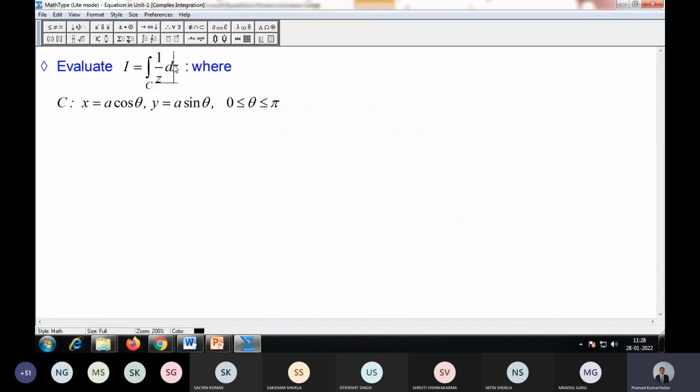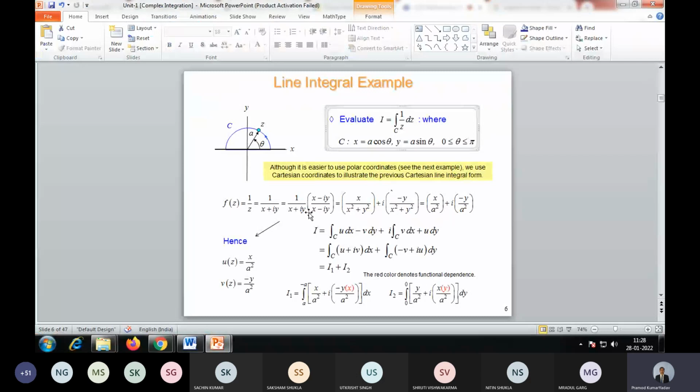And dz is dx plus i dy. So you can evaluate dx and you can evaluate dy. Hence you can find the value of dz in terms of d theta. I have written it here. Let's see the whole calculation here.